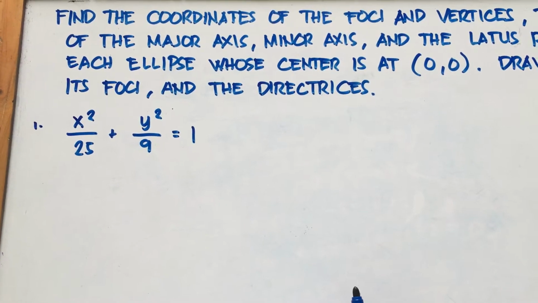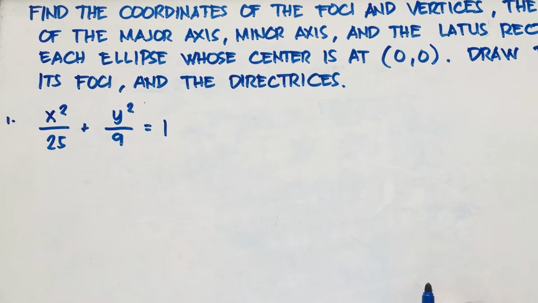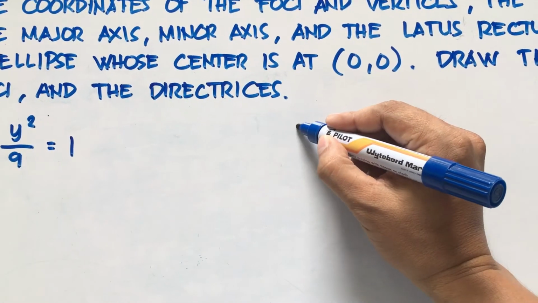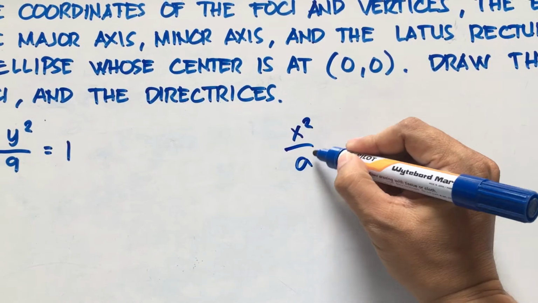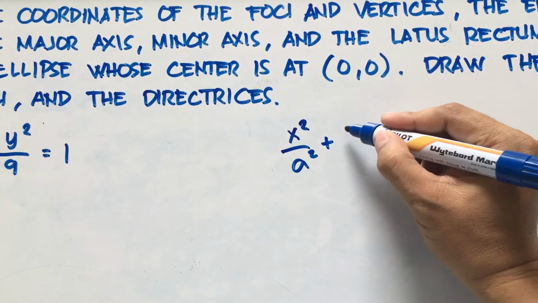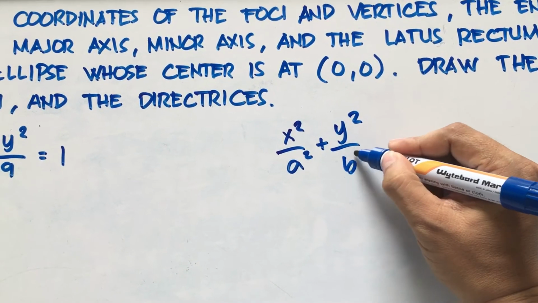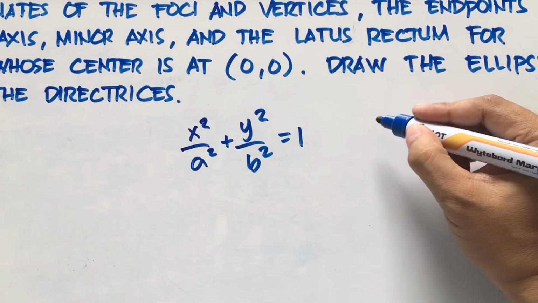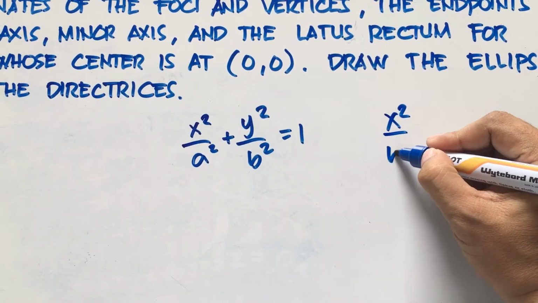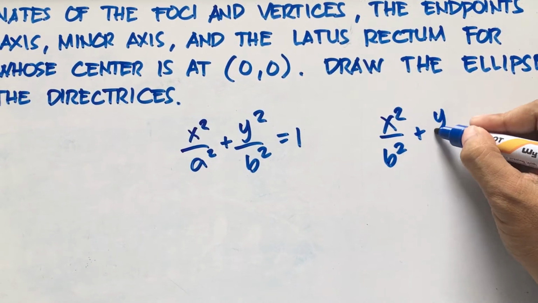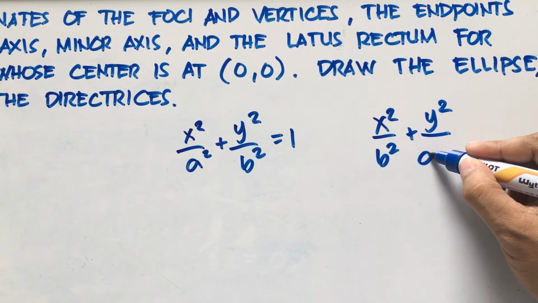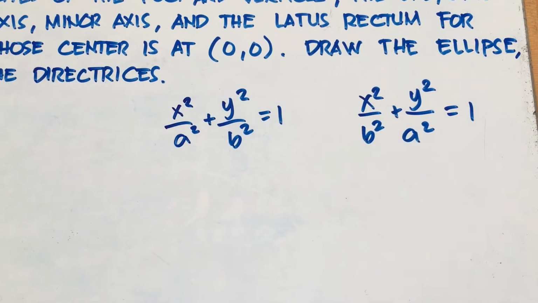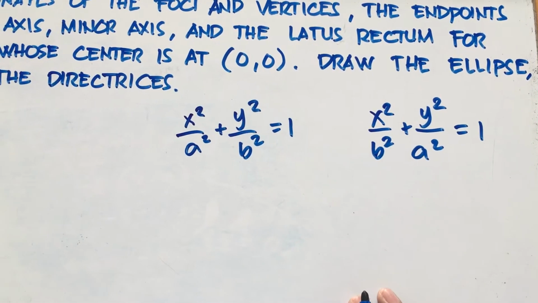So given problem number 1, you have x squared over 25 plus y squared over 9 is equal to 1. Before we can solve the problem, please take note that there are two standard equations of an ellipse. We have x squared over a squared plus y squared over b squared is equal to 1. And the other one is x squared over b squared plus y squared over a squared is equal to 1 as well.